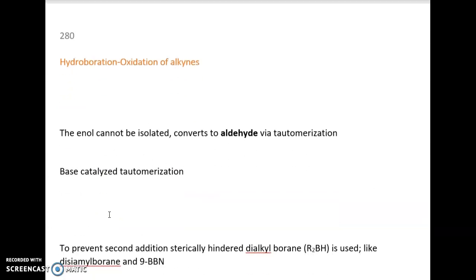Hydroboration and oxidation of alkynes. You'll remember that this is another form of hydration, and we're going to add the hydroxy to the less substituted position.